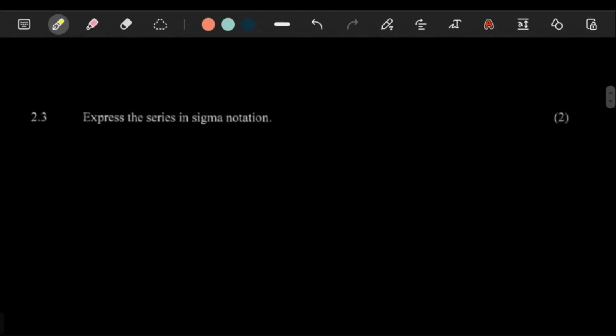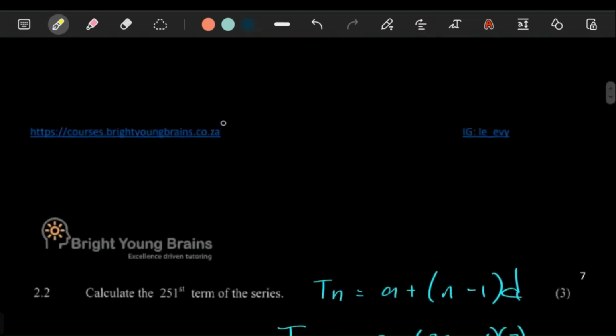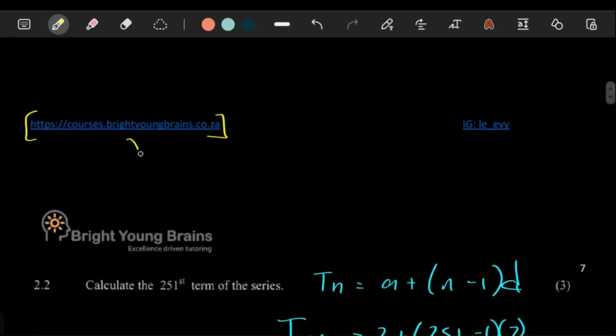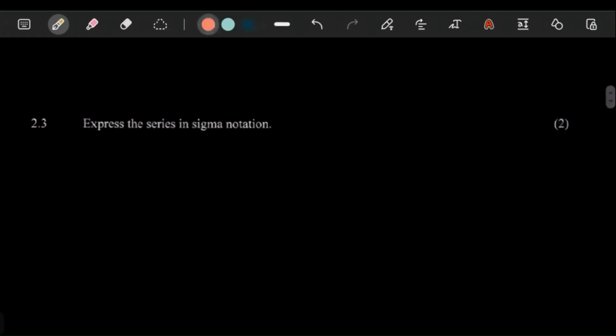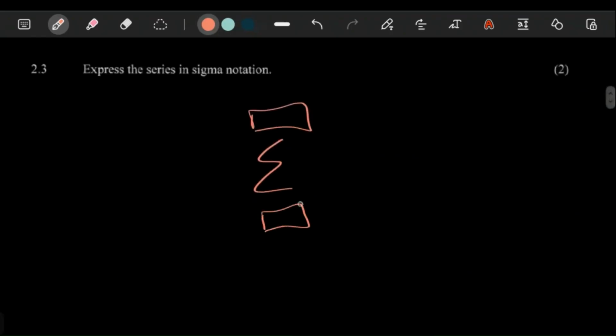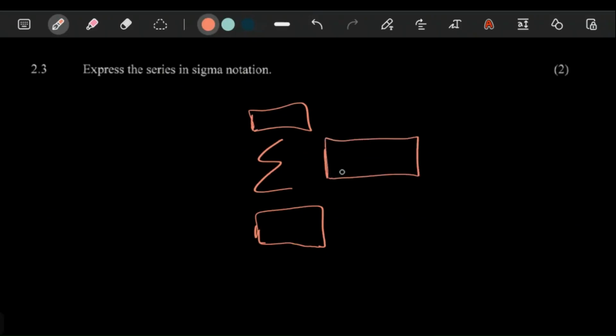So 2.3 says express the series in sigma notation. As you have already learned in the sequences and series course on the website, the link to that is in the description. In that course, one thing that is mentioned is that if you're going to write out an expression in sigma notation, you have to remember three things. There's something that goes on top, something that goes at the bottom, and then something that goes in the front here.